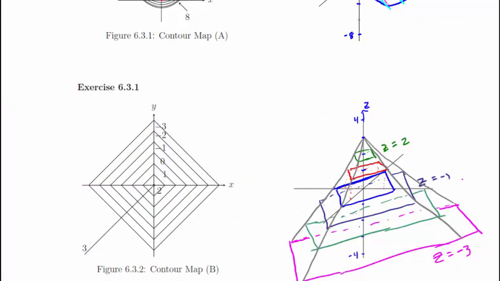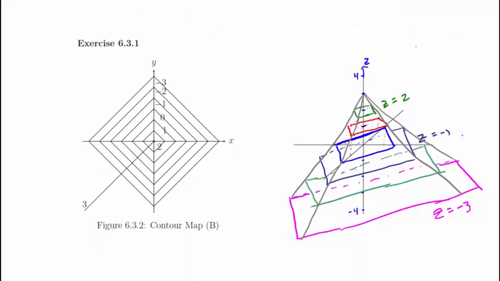Let's keep going, and here is the solution for this exercise. Section 6.3, graphing a function in 2 variables by hand.